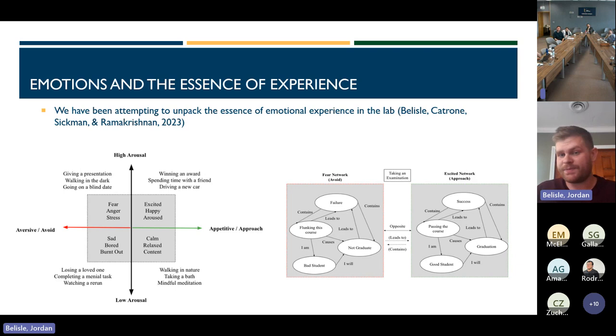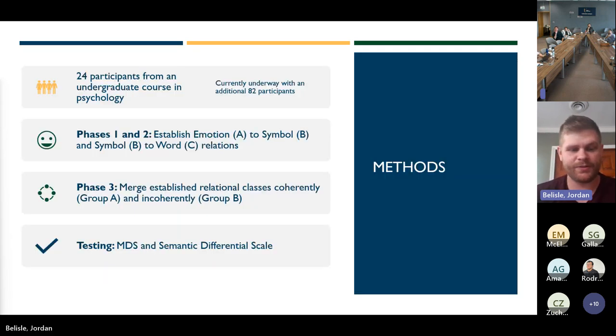From an RDT perspective, the question we might ask is which of these networks is the higher mass network operating in this context? From it, we might produce the behavior as it relates to exam taking. So for the study, we recruited 24 college student participants for the initial study, and we have another 82 participants in the sample to analyze. So the data that I'm going to show you here are based on this original sample.